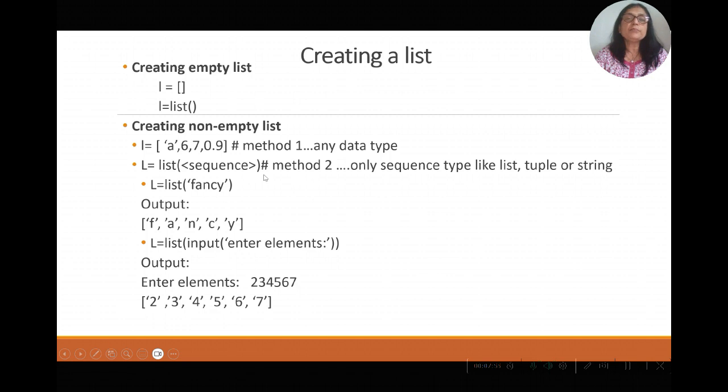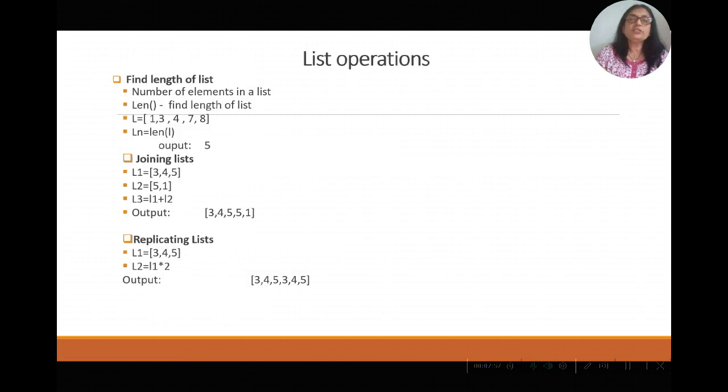Okay, next is list operations. First one is find the length of the list. How to find the length of the list? By using the len method. So what is the length of the list? That means the number of elements in the list. Suppose 1, 3, 4, 7, 8. When you use len of L, then you will get the output as 5. Again you will try it in the computer.